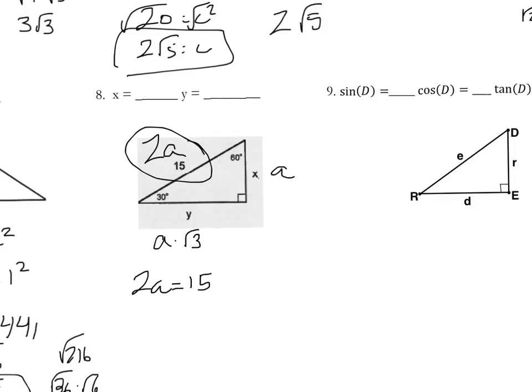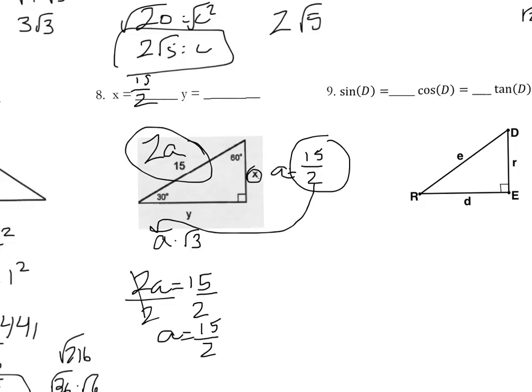2a equals 15, and I need to solve for a, because then I have this side across from the 30. So divide by 2, divide by 2. a equals 7.5, or 15 over 2. So that means this side length over here, x, is 15 over 2. And then I take this a value, and that's literally the a value that I'm going to plug in for this a. It's the exact same number. So if across from the 60 is a times the square root of 3, and a is 15 over 2, then across from the 60 is 15 over 2 times the square root of 3.